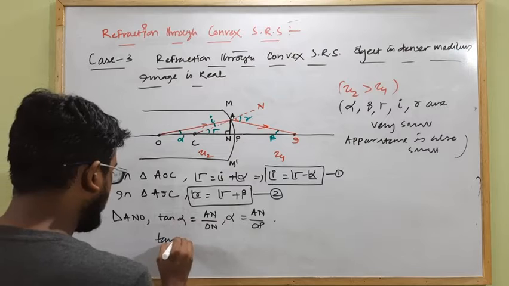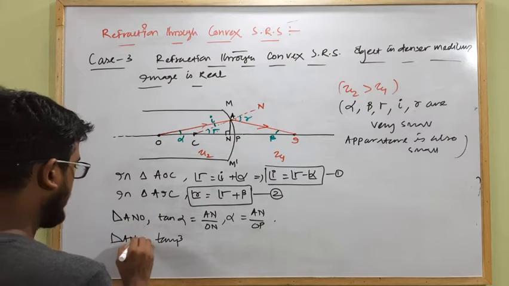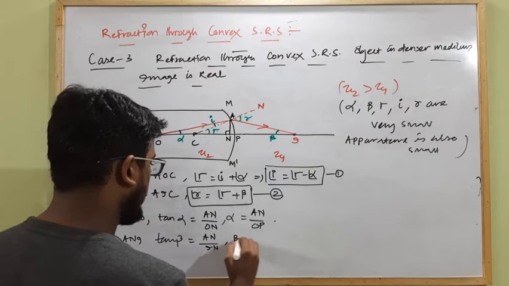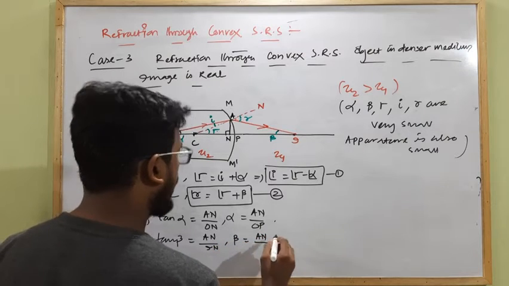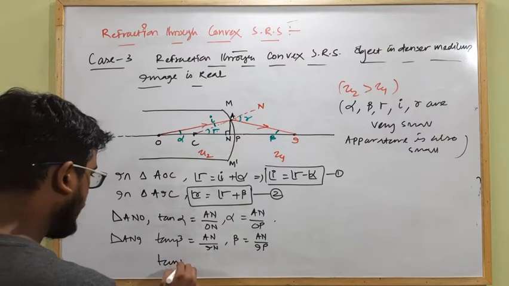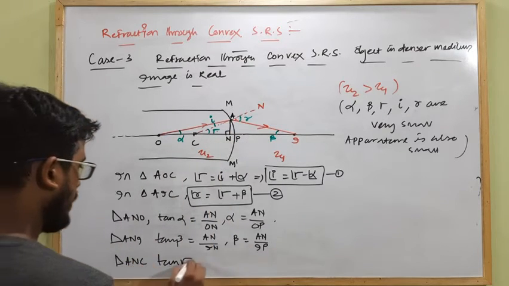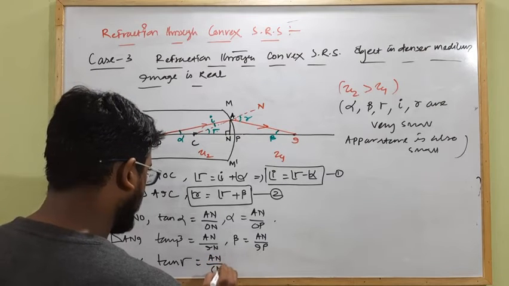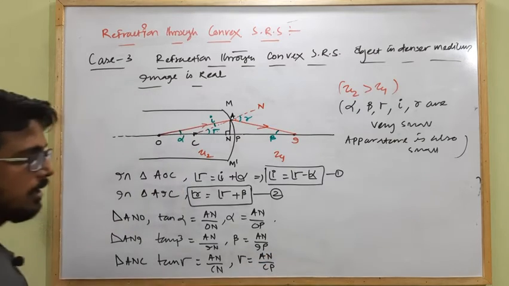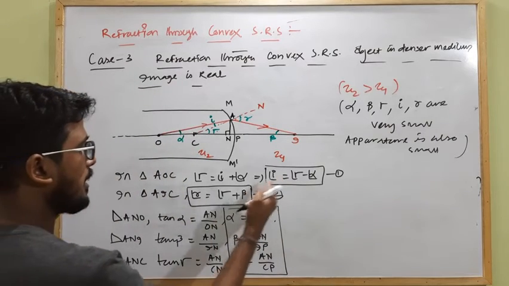Similarly, tan beta in triangle ANI can be written as AN by IN, which can be written as simply beta equal to AN by IP. Similarly, tan gamma in the right angle triangle ANC will be equal to AN divided by CN, or this can be written as only gamma equal to AN by CP. Clear? So this is the expression for alpha, beta and gamma, and this is I and R.